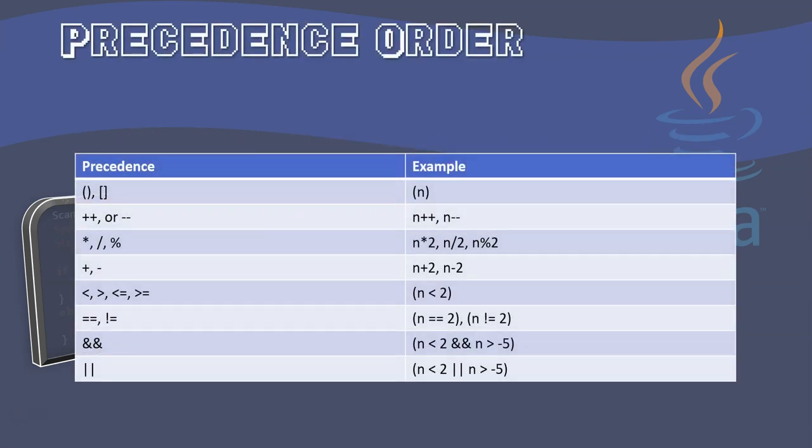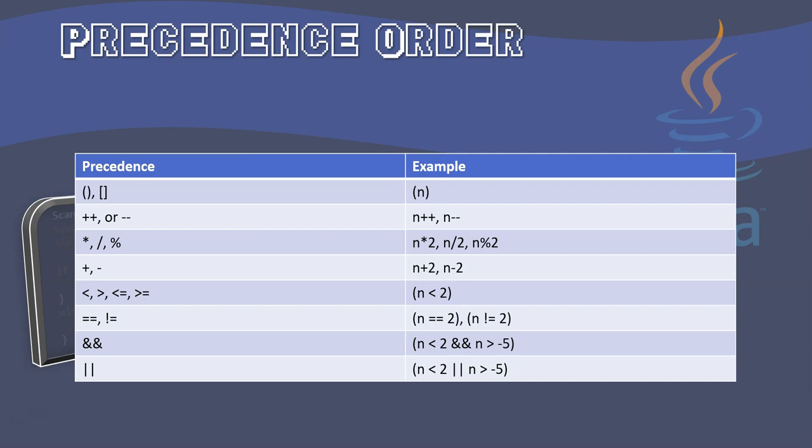If we look at our precedence order, it's always going to do things like parentheses or brackets first, then it'll use your incrementer or decrementer operations, so plus plus or minus minus. Then it moves on to multiplication, division, or the modulus operator. Addition and subtraction come after that.